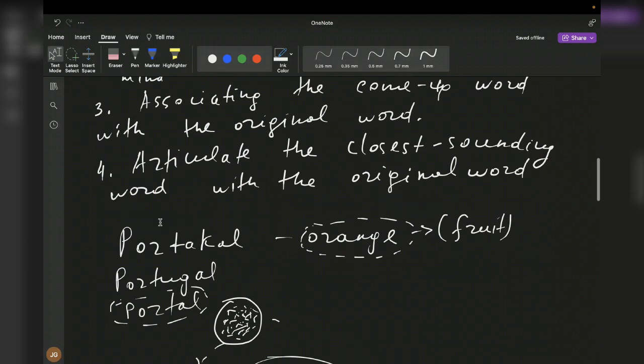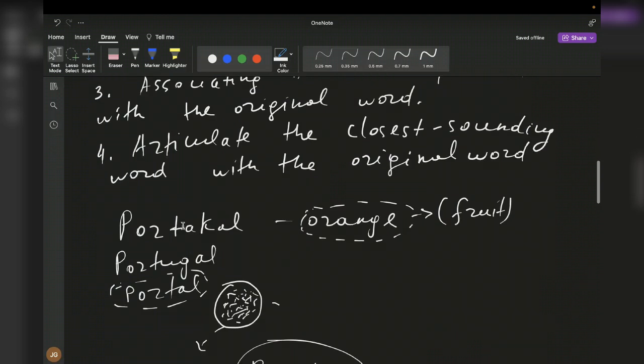Now, try to articulate the close sounding word with the original word. Try to say portakal, portal, portakal, portal, a few times. And whenever you hear the word portakal next time in Turkish, you will bring the portal to your mind. The portal would come to your mind, and with the portal, you would see the orange coming out of it. And you would say, yeah, portakal meant orange. That scary blue orange with hands and legs.